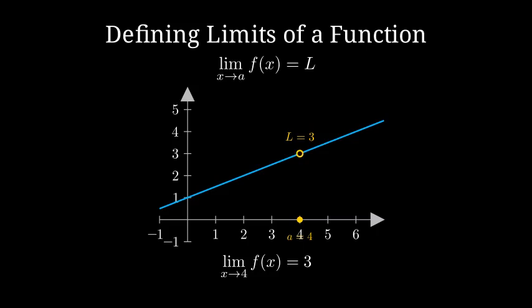Let's also show a case where the function value is different from the limit. Imagine the function has a hole at x equals 4. The nearby values still approach 3, even if the actual point is missing. This is a common example that shows limits describe behavior, not just exact values.